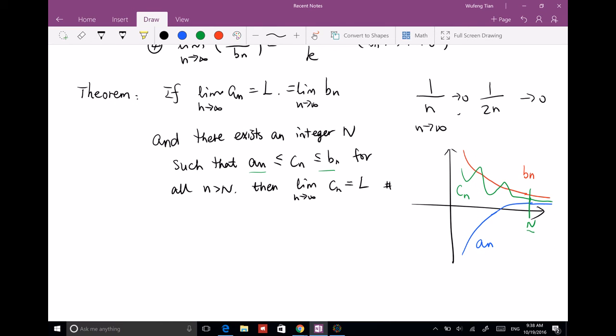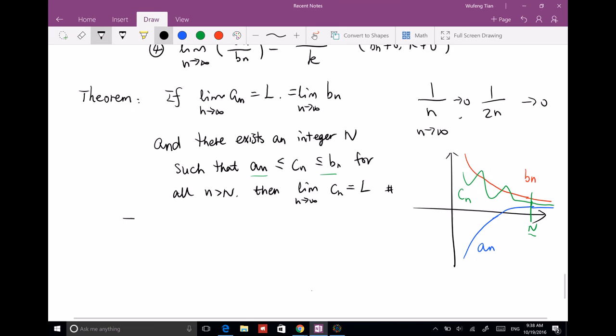Example, a_n less than, less than that. Okay. Let's look at one example.